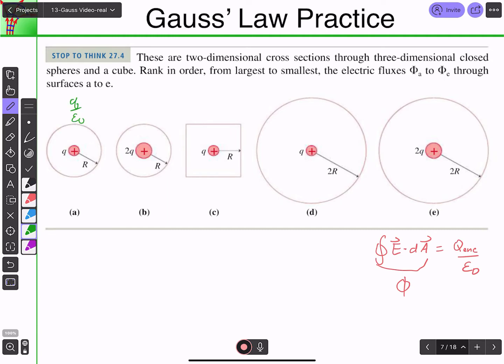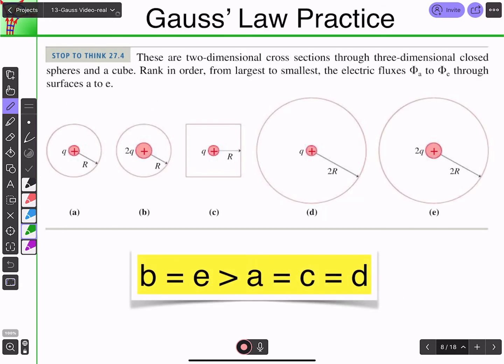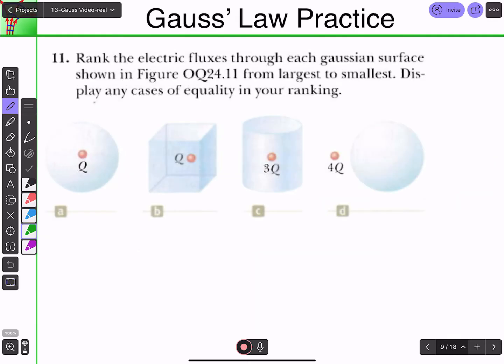For the second one, the charge is 2Q, so it'll be 2Q over epsilon naught. For the third one, also Q over epsilon naught. For the next one, also Q over epsilon naught. For the last one, it's 2Q over epsilon naught. So 2 of them have a flux of 2Q over epsilon naught, and 3 of them have a flux of Q over epsilon naught. And that leads to this ranking here, right? B and E are the largest, and then A, C, and D are the next largest.